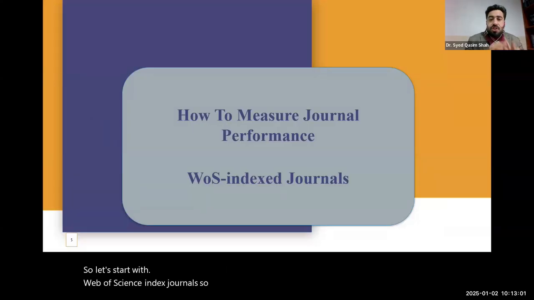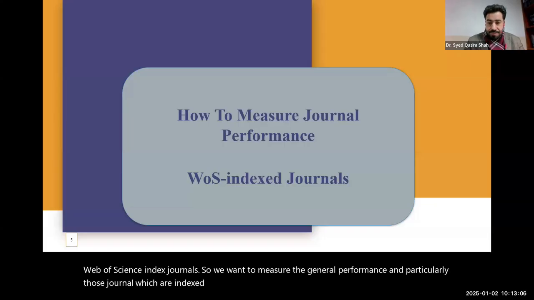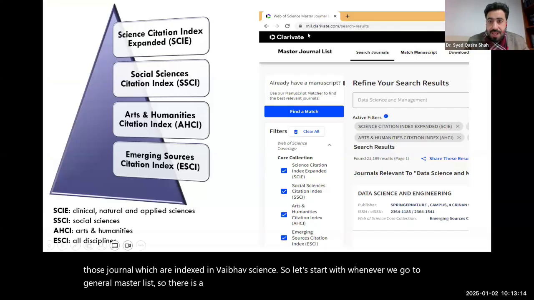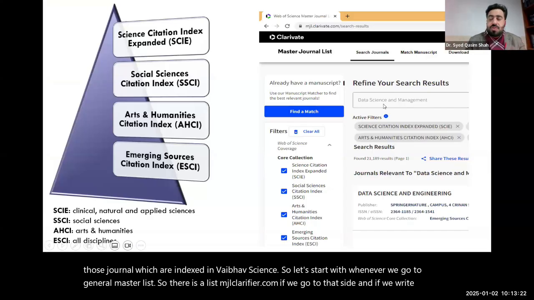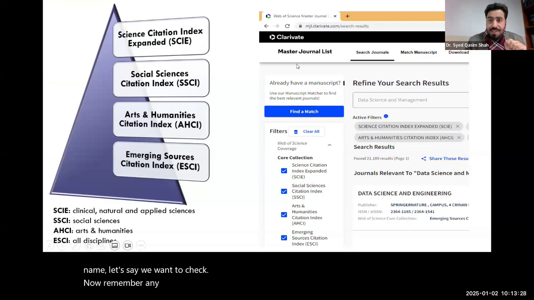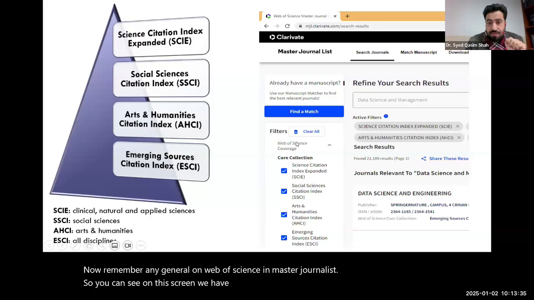We want to measure the journal performance, particularly of those journals which are indexed in Web of Science. Whenever we go to the Master Journal List, the address is mjl.clarivate.com. If we go to that site and write any journal name, let's say we want to check one. Now remember, any journal on Web of Science is in the Master Journal List. You can see on this screen, we have different collections of Web of Science coverage.